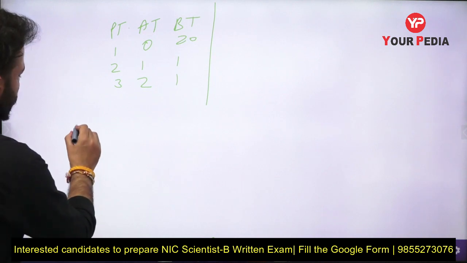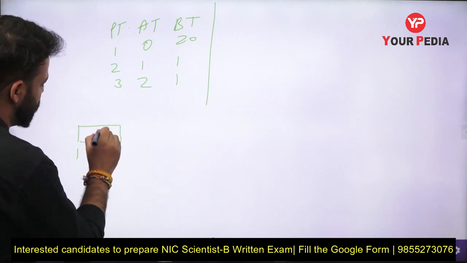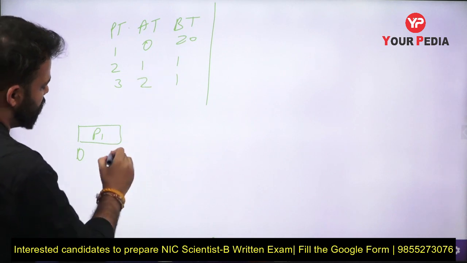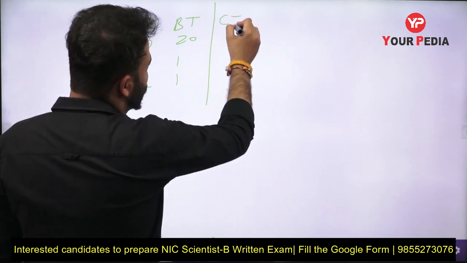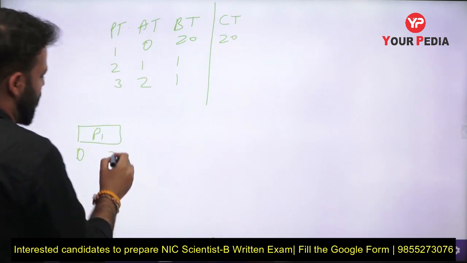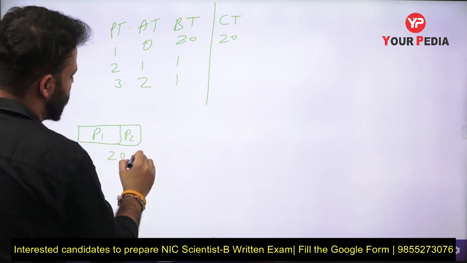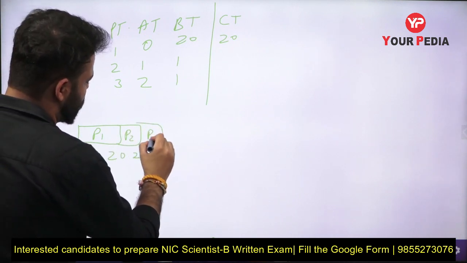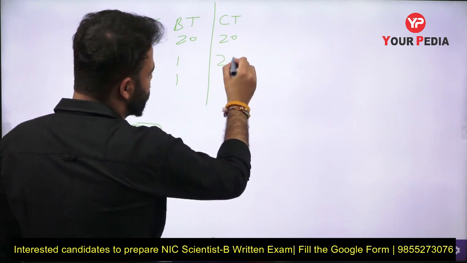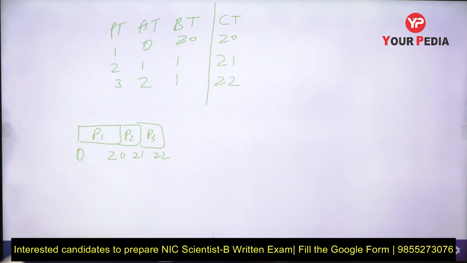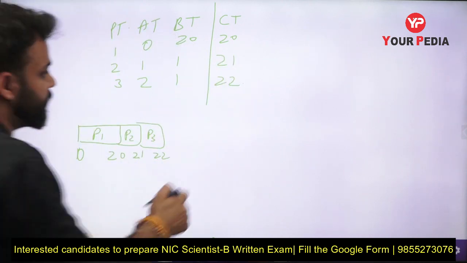So P1 will come first into the system and it will run from 0 to 20 seconds. So completion time for P1 is 20. After that, for 1 second we will give the CPU to P2 and 1 second for P3, and you can also find the turnaround time.